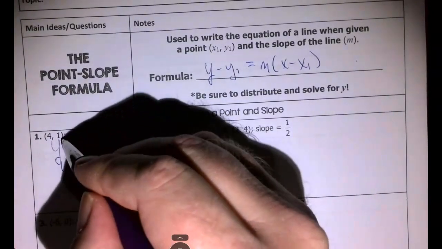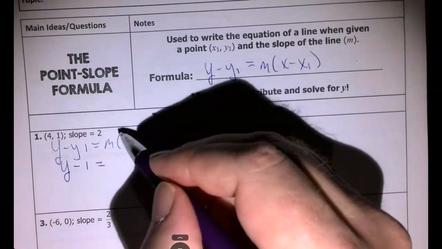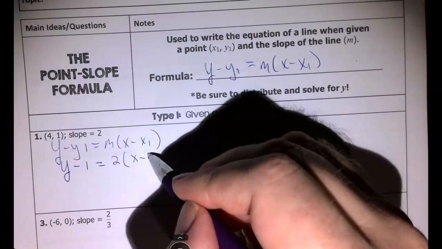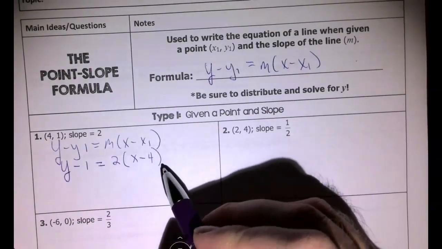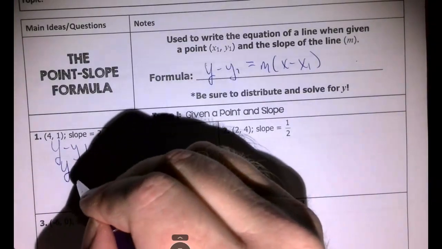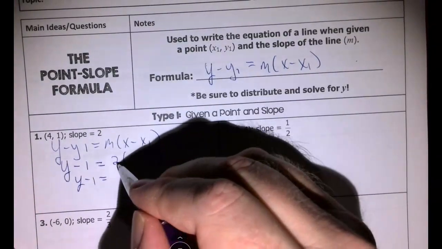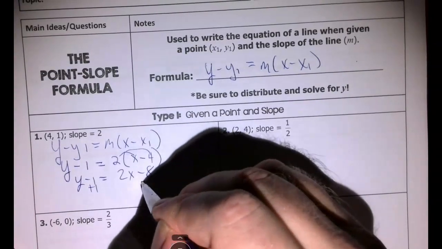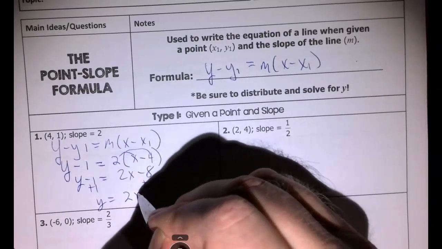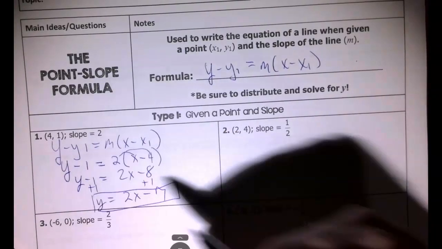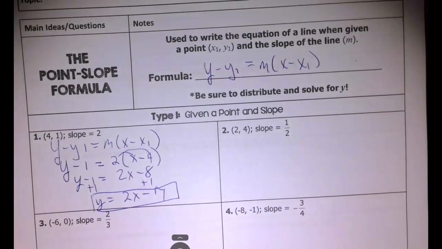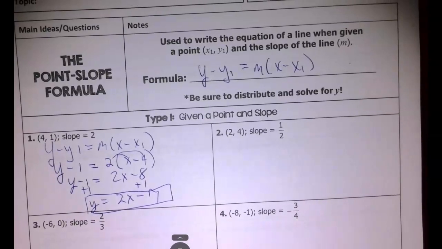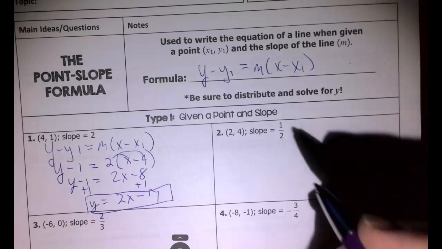So this will be y minus the y coordinate, which is 1, equals m, which is the slope. So just put down 2, and then x minus the x coordinate, which is 4. Okay, so we're going to distribute, and then we're going to bring this 1 over. Alright, so we'll leave this alone. Distribute. So that's going to be 2x minus 8, and then add 1. So y equals 2x minus 7 is our equation. So when we're given a point and a slope, it's very easy to find the y equals mx plus b form using it.